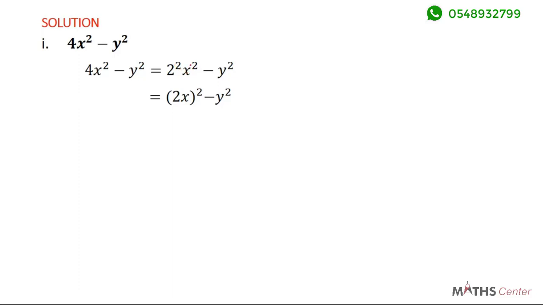Then we already have our x squared. We know from indices that 2 squared x squared can be written as (2x) squared minus y squared. So we can now see that this is a difference of two squares, because right now 2x is our first term and y is our second term. So in this case, x has now become 2x and y is y.